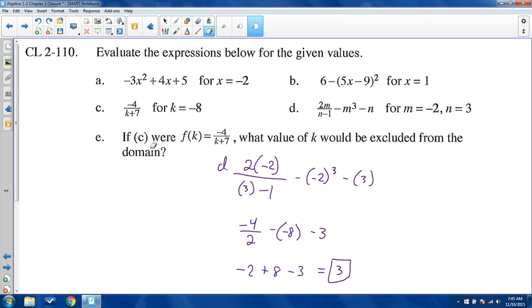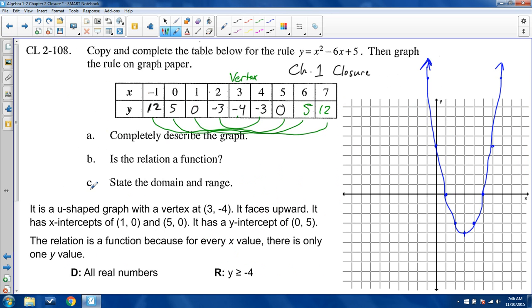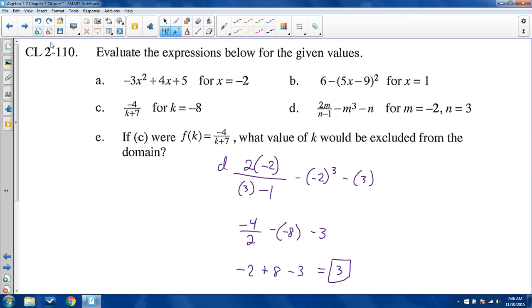And the final problem. If part C where f of k equals negative 4 over k plus 7, what value of k would be excluded from the domain? Remember when we talked about domain restrictions right here? So now we're referring to a graph. It says, are there any x values, in this case, any k values, that I can plug in that would not give me a y value in f of k? f of k is y. Are there any restrictions? The answer is yes, there is a restriction.